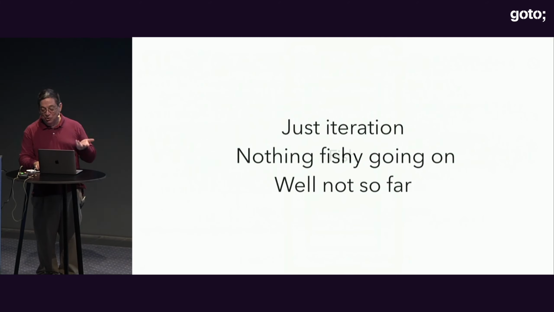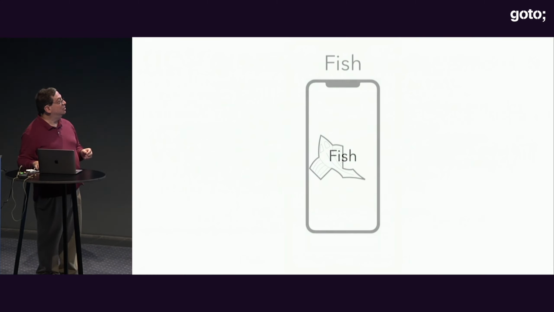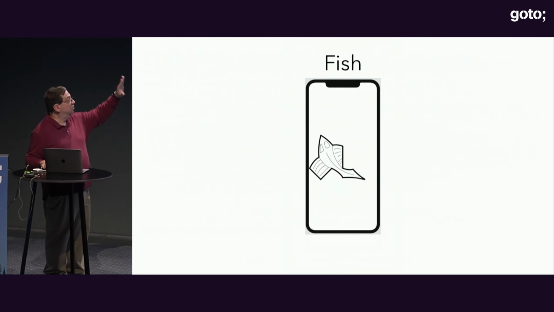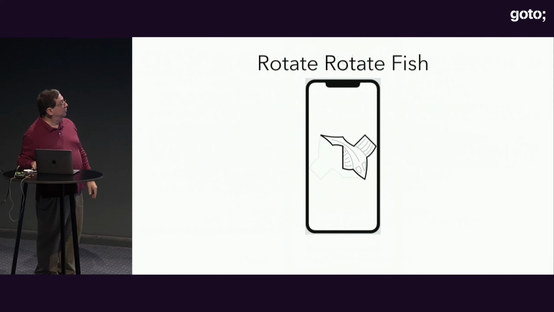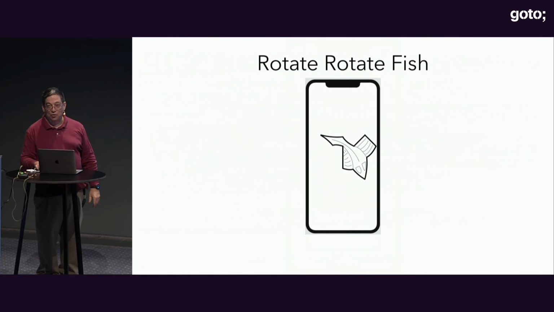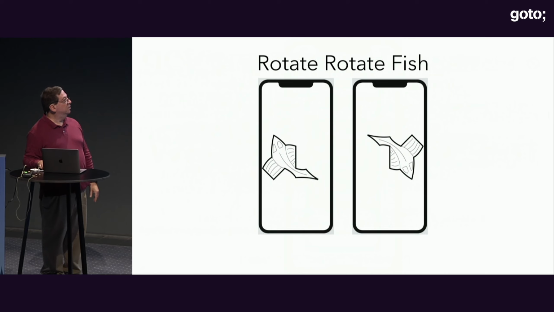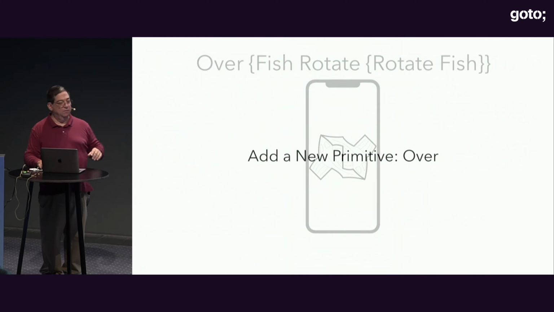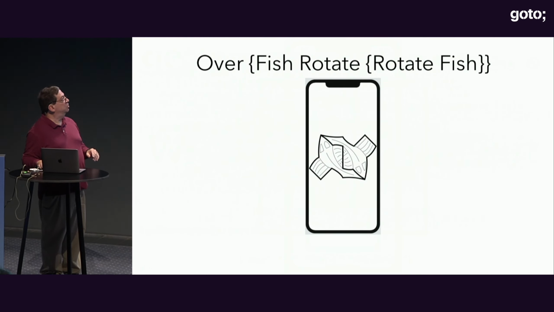So I wanted to show you this with fish. You can do this where instead of an F, you have your Escher fish. If you rotate your Escher fish twice, you get this. I don't know if you saw it as it was animating, but they fit together, which was the key of the Escher print. And if we have a new primitive, over, we can say, take your fish and show it over the rotated fish. So we have over, fish, rotate, rotate fish, and they fit together.